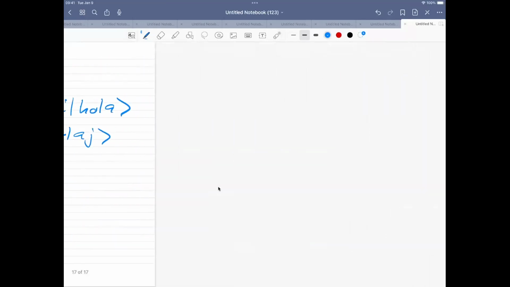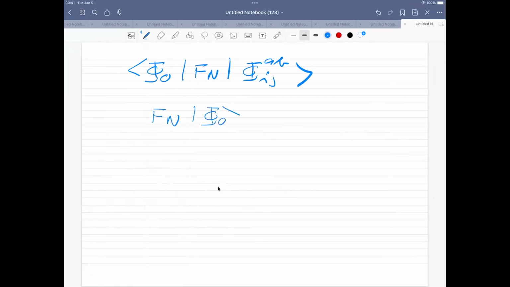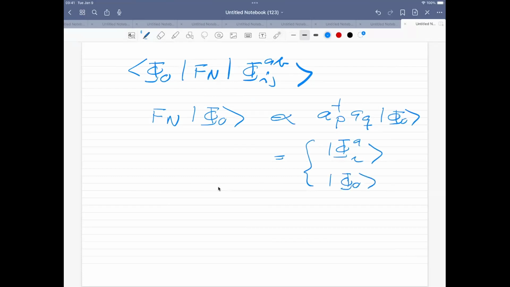So let's now look at the next term, which is the one-body operator. So if we take phi 0 with f of n, and then phi I j a b, and if we look at the action of f of n on phi 0, what that can give us is, if we now look at it, so this is proportional with an AP AQ acting on phi 0. So this can produce either a one-particle, one-hole state of IA, if Q is below the Fermi level. Alternatively, it can bring us back to phi 0. Okay?